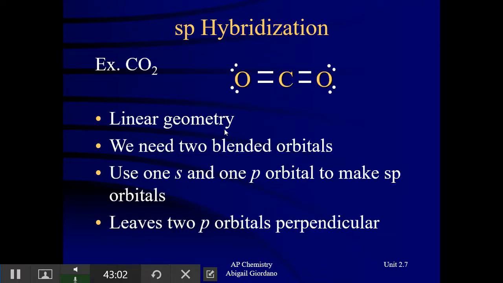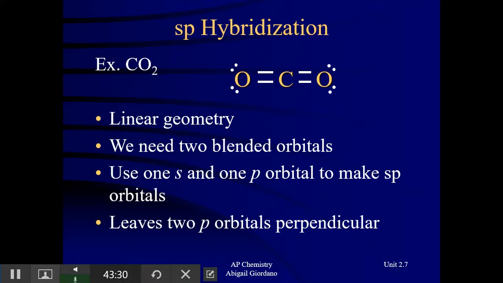Let's wrap this up. Look at this central carbon here, guys. How many electron domains does this carbon have? 2. 2 electron domains. Guess what the hybridization is? sp1. That's it. Or we would just say sp. So this carbon is sp hybridized.